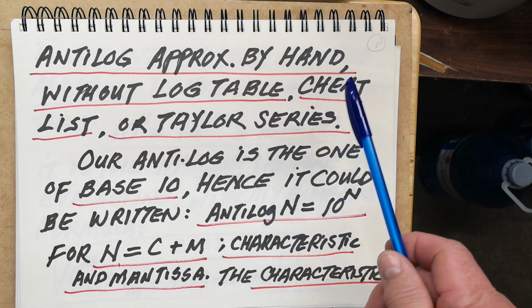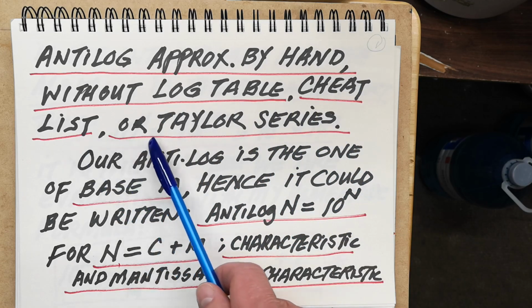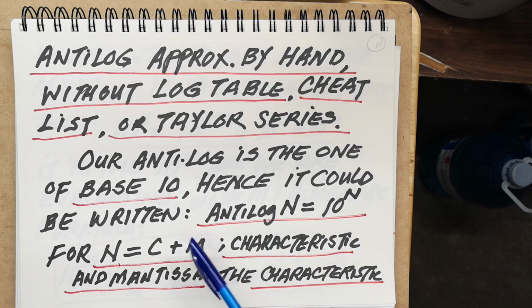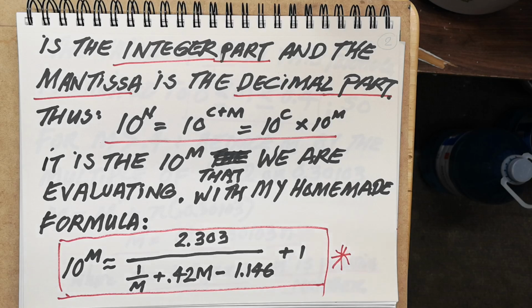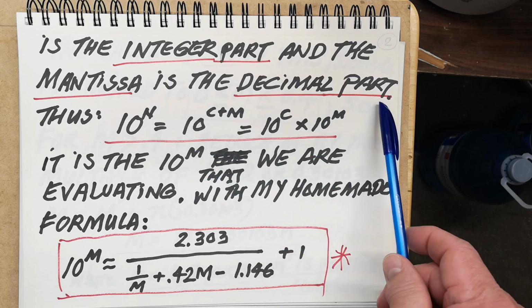Antilog approximation by hand without the use of a log table, cheat lists, or the Taylor series. Our antilog is based on the one of base 10. Hence, it could be written as antilog of n equals 10 raised to the n, and for n equal to c plus m, c stands for characteristic and m stands for mantissa. The characteristic is the integer part and the mantissa is the decimal part.